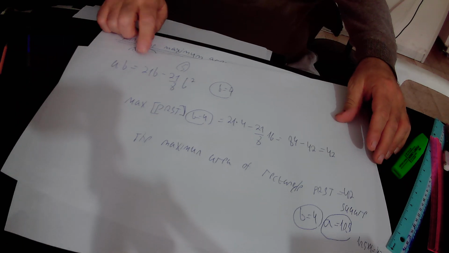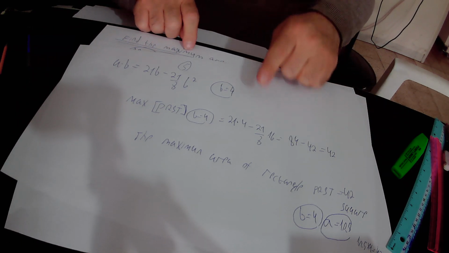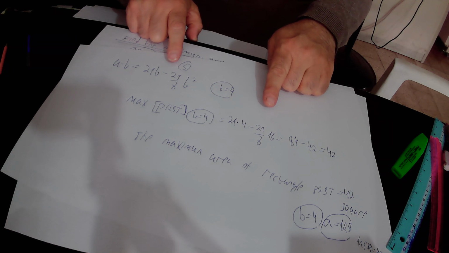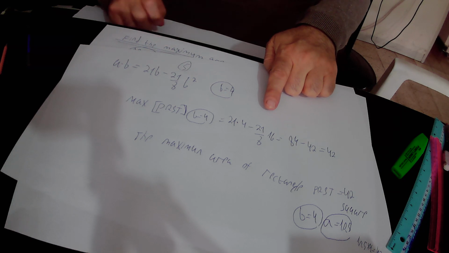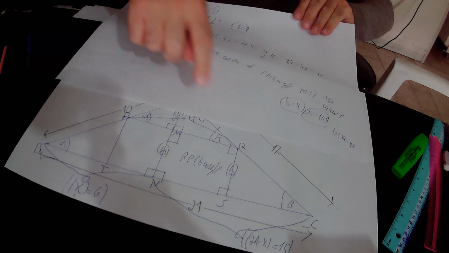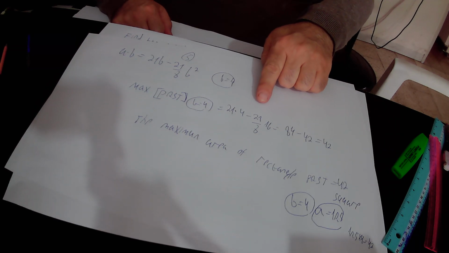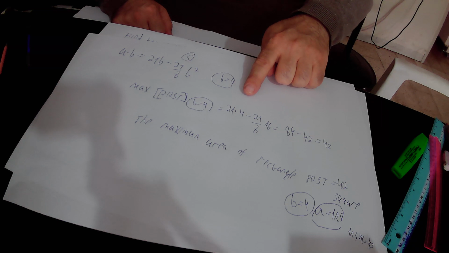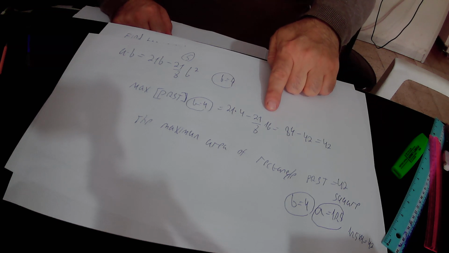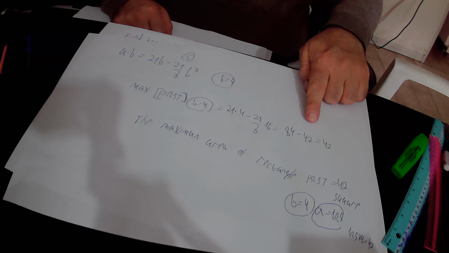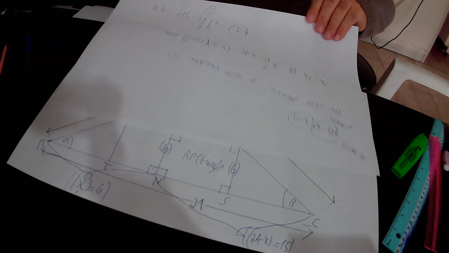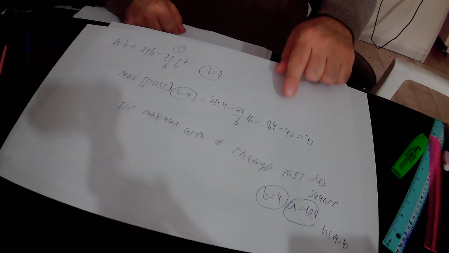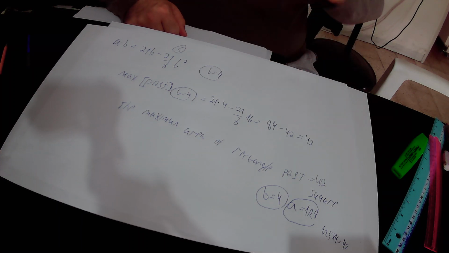So the area equals 21b, and b is 4, so it is 21 times 4 minus 21 over 8 times b squared. B is 4, therefore b squared is 4 squared, which is 16. So the maximum area of this rectangle PQST equals 21 times 4 minus 21 over 8 times 16. 21 times 4 is 84, and here 16 over 8 is 2, and 21 times 2 is 42. So in conclusion, the maximum area of this rectangle PQST equals 84 minus 42, that is 42.